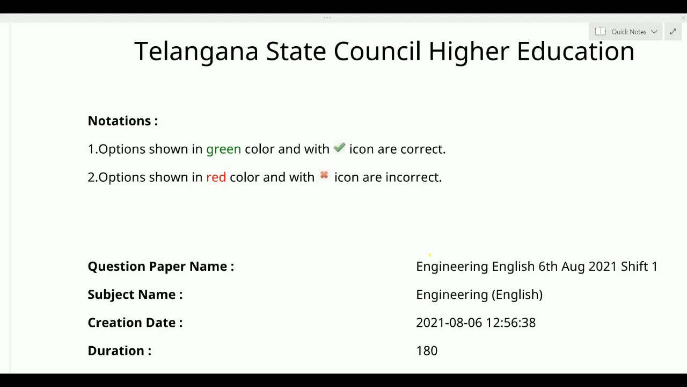Now we'll discuss the questions from the 6th August shift 1. What are the questions given in this shift? From the topic I mentioned, complex numbers and De Moivre's theorem. Okay, please wait a few seconds. I'm scrolling down the question paper.